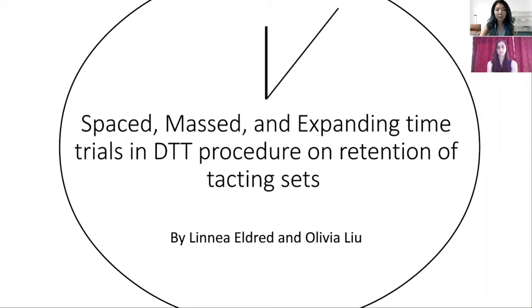And for our study, we focused on evaluating the differences between spaced, masked, and expanding time trials in DTT procedures on retention of tacting sets.